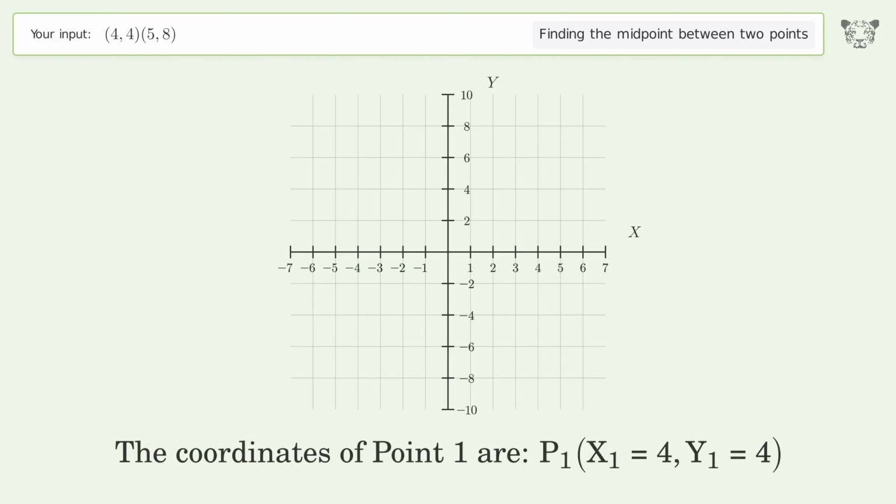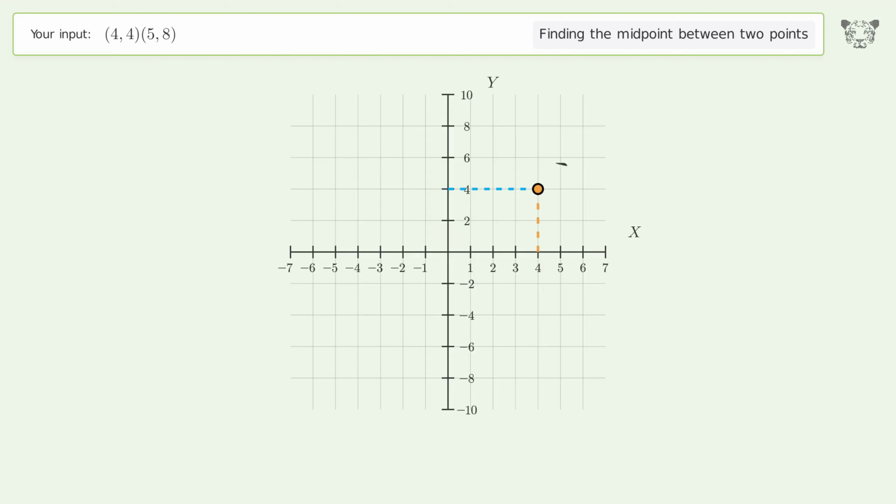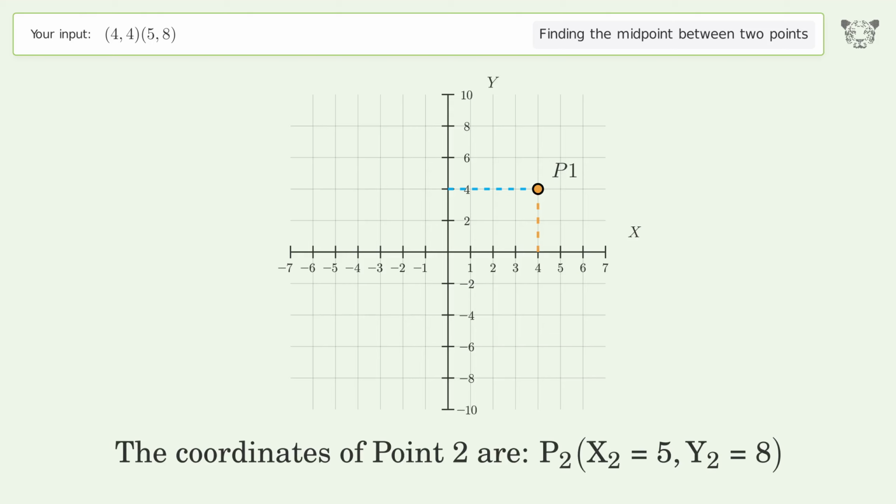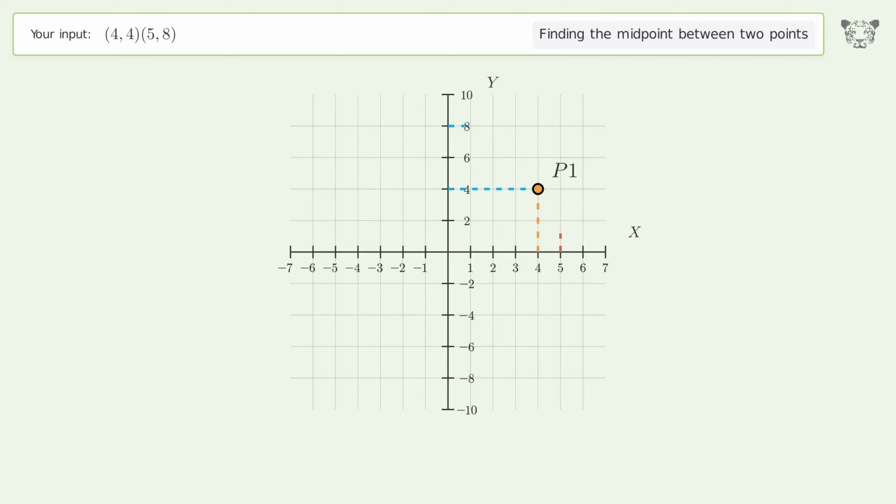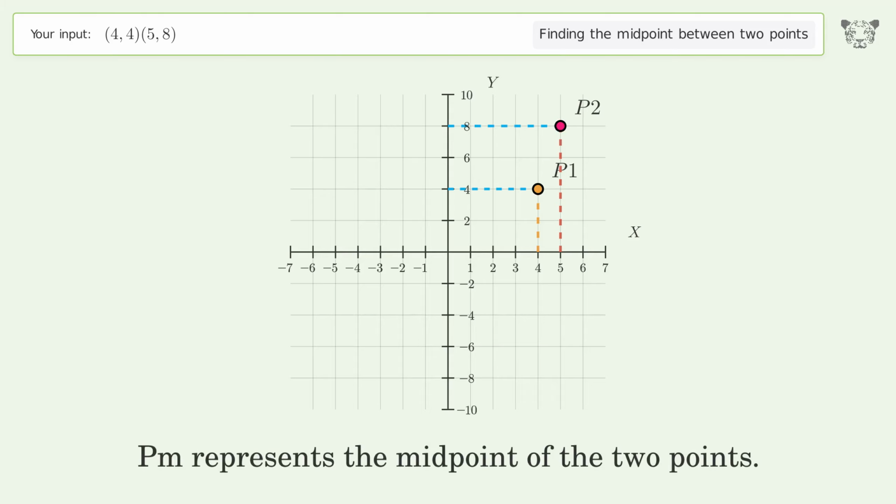The coordinates of point 1 are, x1 equals 4, y1 equals 4. The coordinates of point 2 are, x2 equals 5, y2 equals 8. PM represents the midpoint of the 2 points.